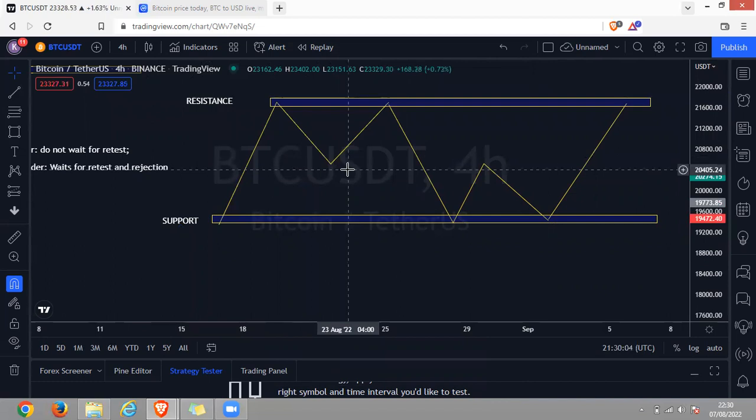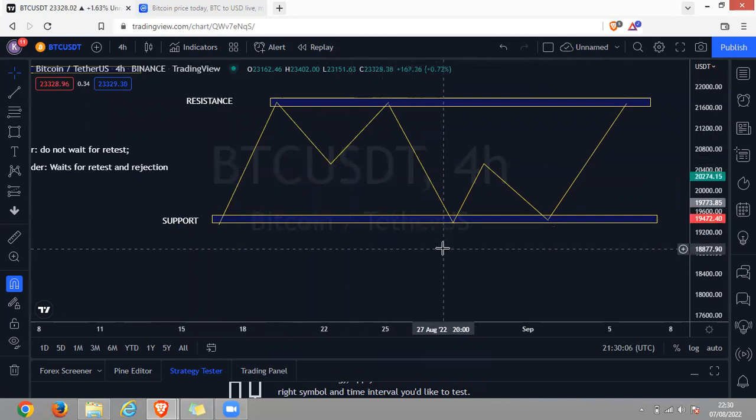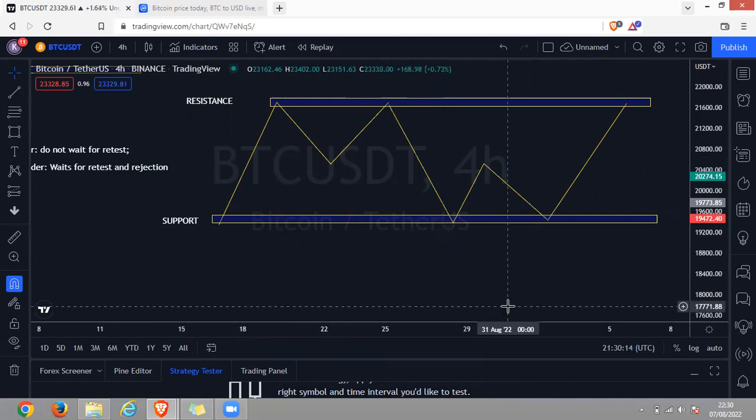Now, one thing you must understand about resistance and support is the moment you can spot the resistance and the support in the chart, it means everybody who's looking at that chart can also do the same. So what does that mean? Everybody is seeing that zone that you're seeing. So everybody's eye is there. And remember, trading is some people sell, some people buy. Now, everybody's eye is there. It means something's going to happen when it gets to that point.